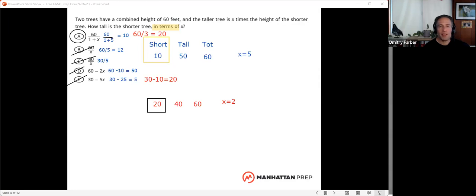So let's say I had done that. Let's say I had picked the short answer of 20 and the long one or the tall one is 40, got x equals 2, and I was down to A and E. Is there any reason I should have known that E was not right?